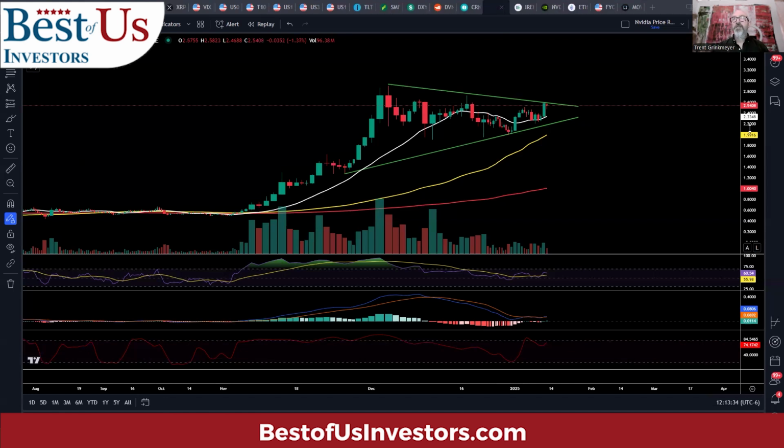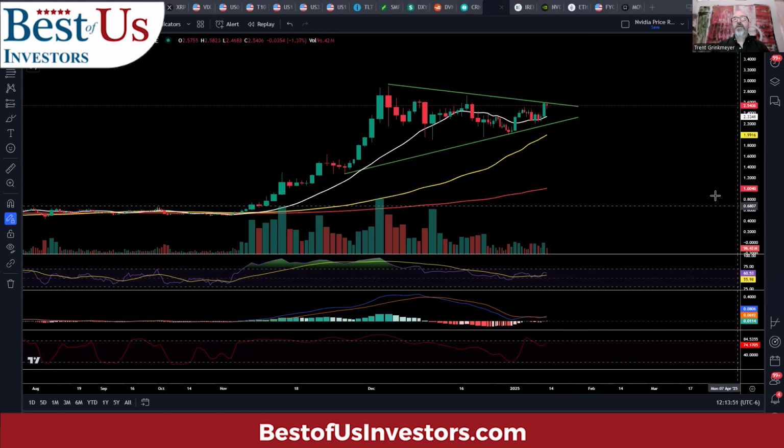So when I look at this, one, it's checking the box, it's above the 15. I want to see that happening. More importantly, it's above the 63-day simple moving average. That's what I would definitely want to see, and of course the 200, way above the 200.